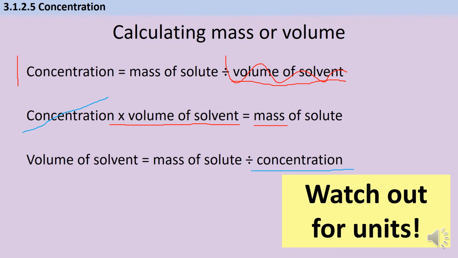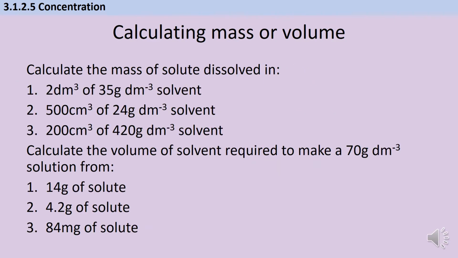Now, when you're doing this, it's really, really important that you watch out for units, because what you're quite often going to find is that your concentration is given in grams or moles per decimetre cubed, but your volume is given in centimetres cubed. And if they're not the same unit, if they're not sort of the same size, then you're going to end up with an answer that is out by a factor of 1,000. So really, really watch out for that. So again, here's a quick opportunity for you to pause the video and make sure that you are okay calculating mass and calculating volume given the other two quantities.